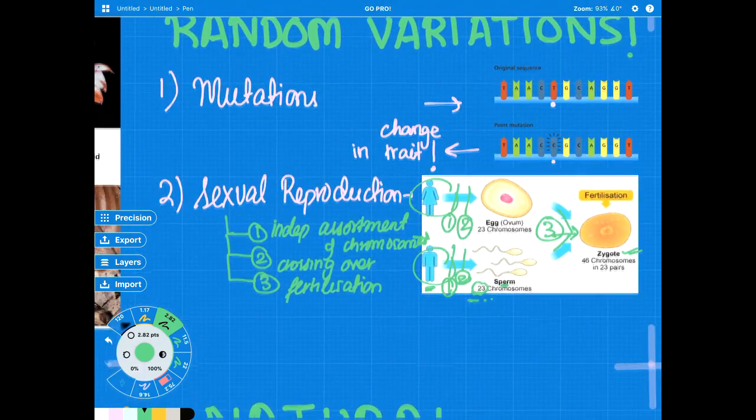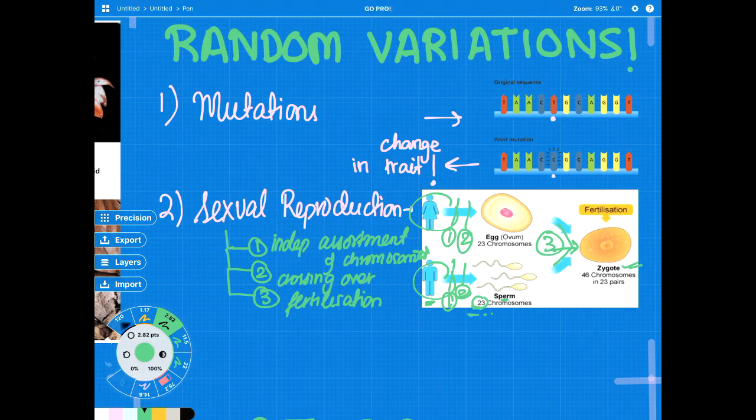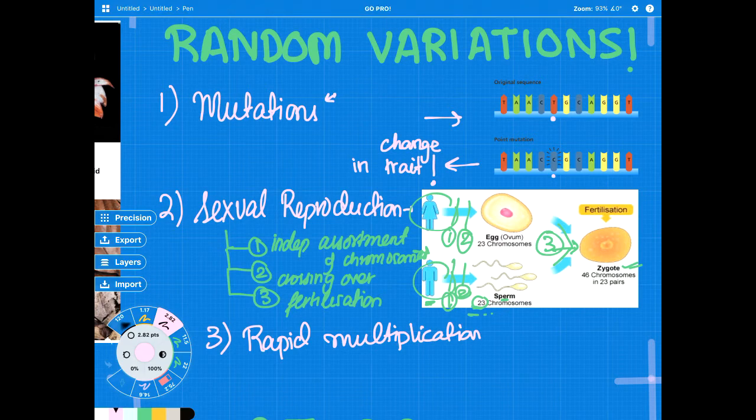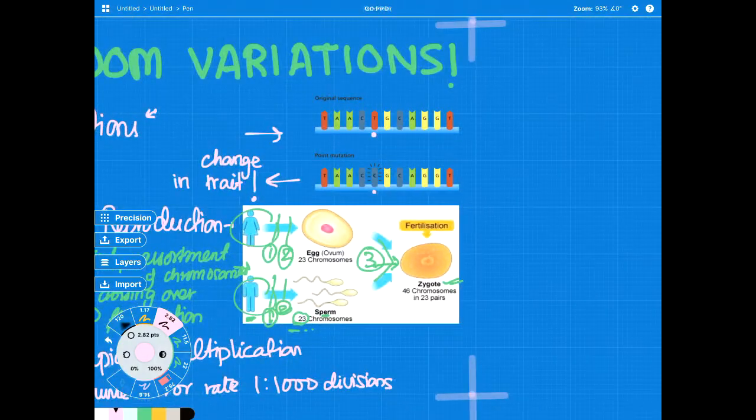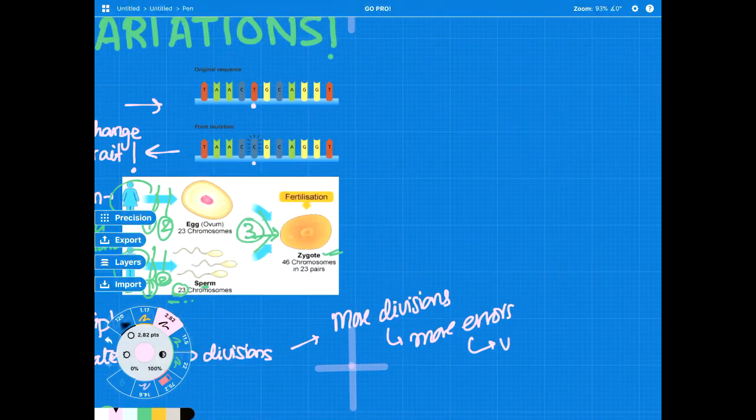The third and last process is rapid multiplication. The mutations we talked about above were simply errors in copying of DNA. So if we assume a certain error rate in copying, say 1:1000, don't you think the more we copy, the more errors we will get? And that is exactly what we mean by rapid multiplication. More progeny means more copying, means more errors, means more variation.